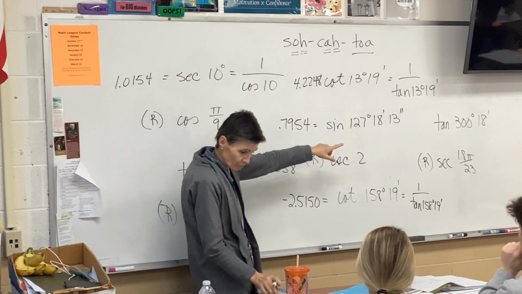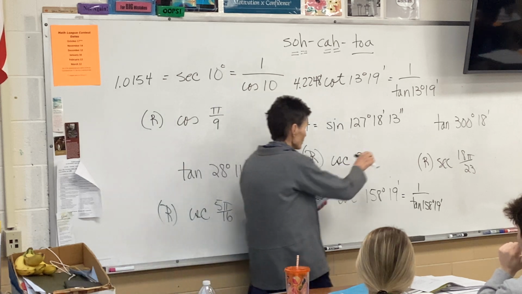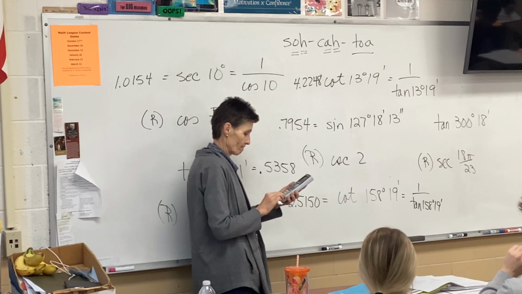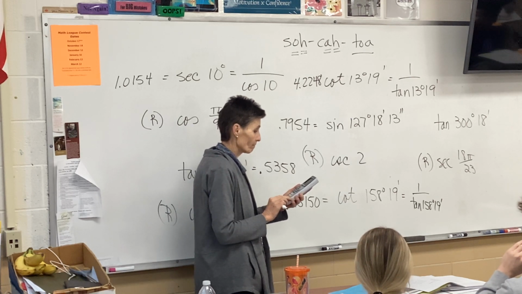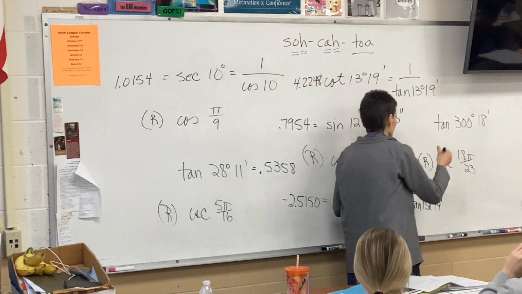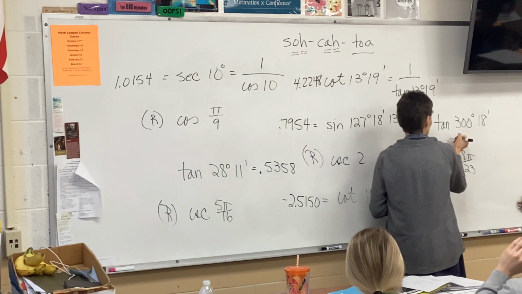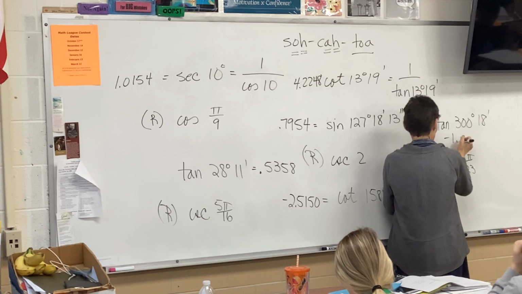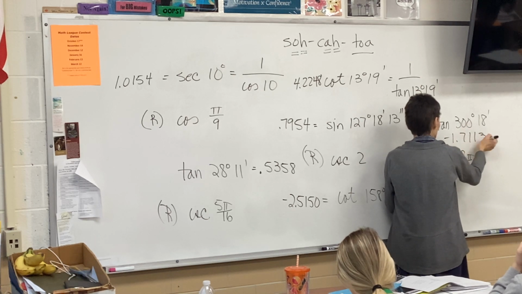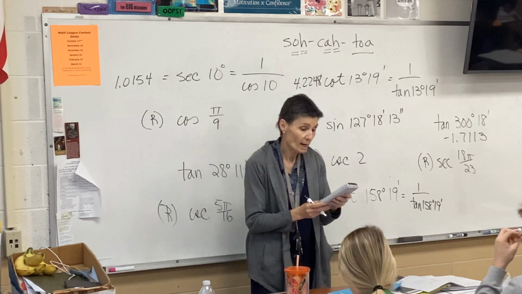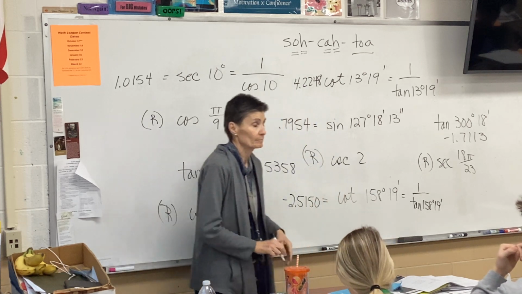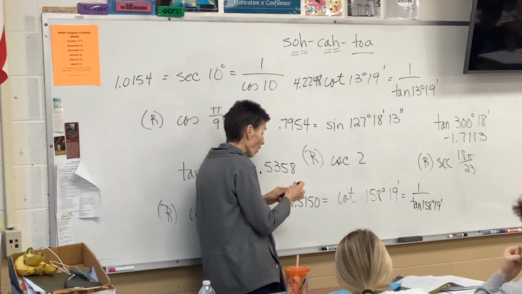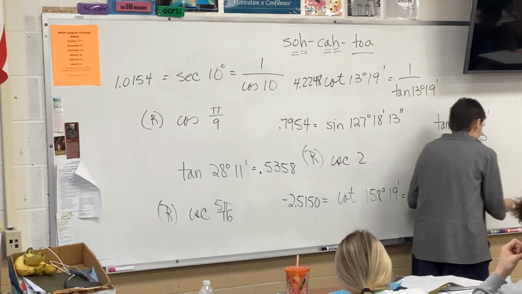And then I think there's just one more degree. Tangent, 318. Who got this one? Negative 1.7112. 413. 29. So that would be 3. Perfect. Beautiful. So we have now done all of the degree problems.